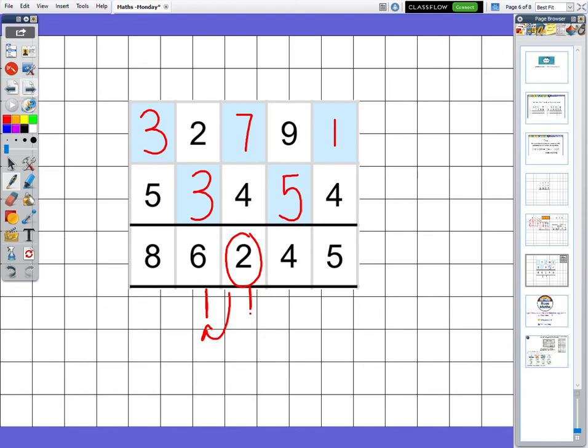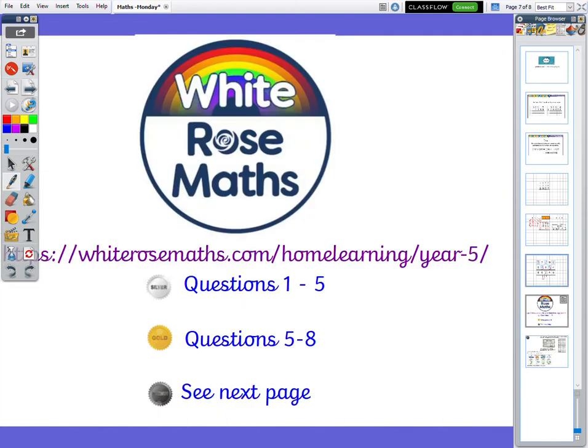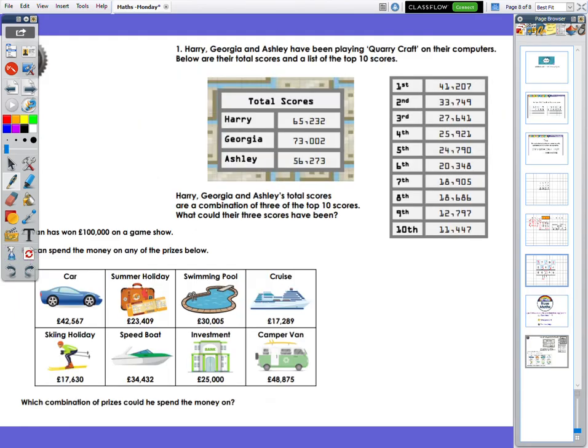Okay, so today if you are doing silver, you are doing questions 1 to 5, gold you are doing questions 5 to 8, and platinum your questions are on the next page. These haven't got actual answers because they are called discussion problems, so you should have about 2 or 3 different answers, because you won't all have the same answers either, okay?